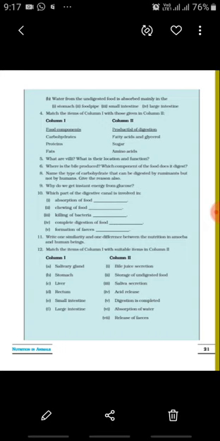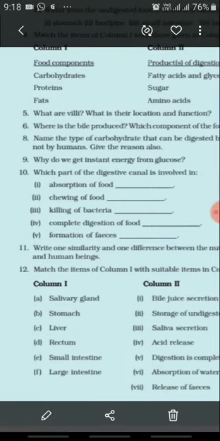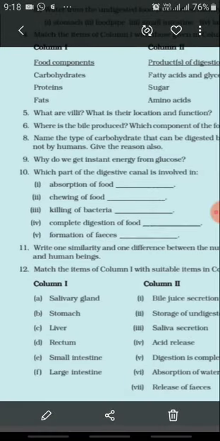Then comes number 9. Which part of the digestive canal is involved in: Number 1. Absorption of food. Absorption of food takes place in the small intestine, so the answer is small intestine. Number 2. Chewing of food. We chew the food in the buccal cavity or mouth, so the answer is buccal cavity.